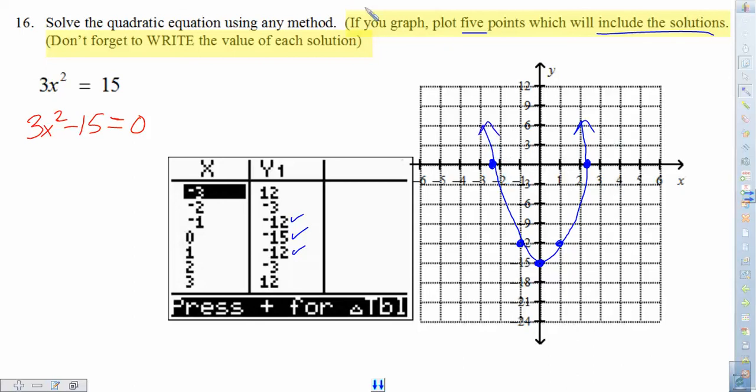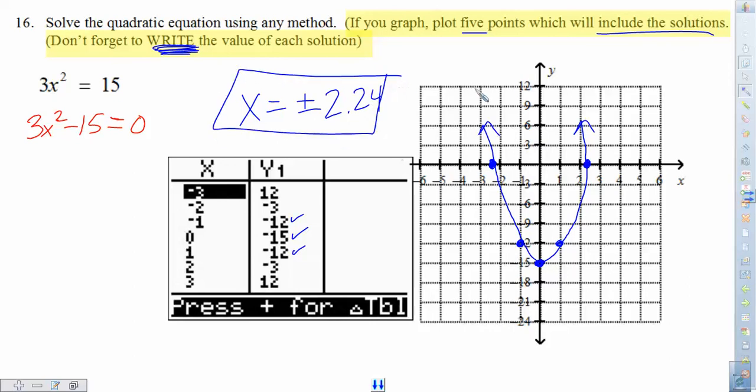Okay? But then also, do you see this right here? Don't forget to write the value of the solution. I'll get students that'll do this. They want to solve by graphing, but guess what? You haven't even told me what x is right here. So x, you got these 2 solutions here. If you just said this, plus or minus about 2.24, I'd accept it. Okay? And you solved it by graphing. Okay? Awesome.